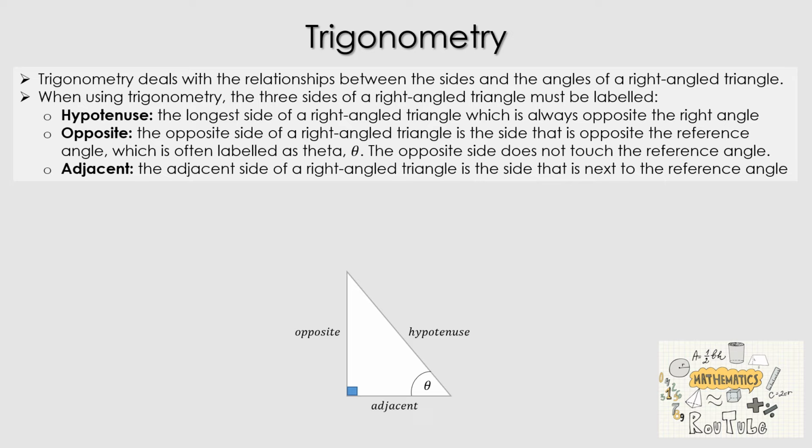Okay, and the third side that we need to label is the adjacent side. Adjacent just means next to. So the adjacent side of a right-angled triangle is the side that is next to the reference angle. So we've got the hypotenuse, which is opposite the right angle, the opposite side, which is opposite the reference angle, and the adjacent side, which is adjacent or next to the reference angle. So that makes up our three sides of our right-angled triangle when we are labeling using trigonometry.